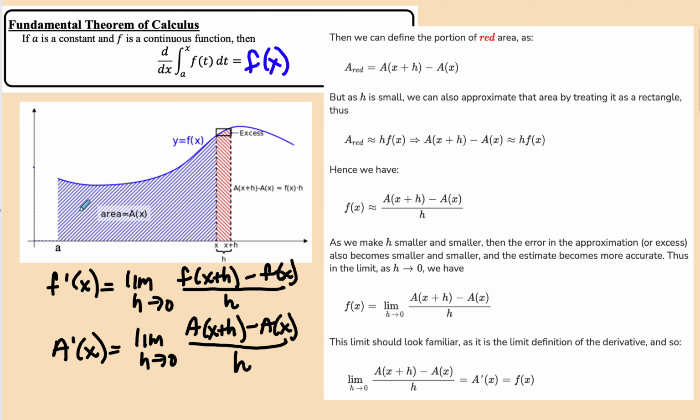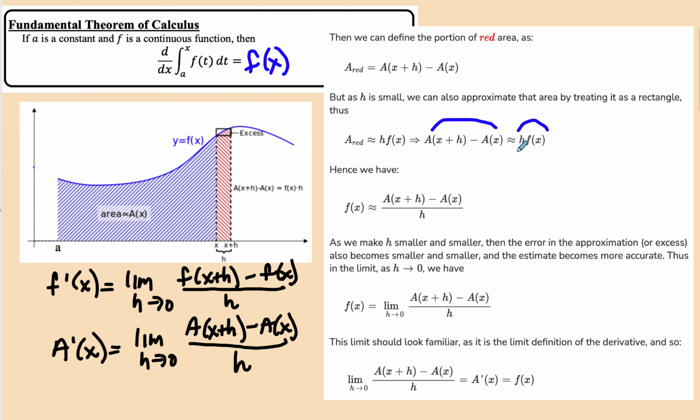So here is the area from a to x, and from a to x plus h. If I take the difference of these two areas, I get this little red area right here, which is the difference between the two areas. And h is small. We can also describe this red area with a rectangle, which has a base and a height. These are approximately equal to each other because this rectangle isn't quite equal to the area under the curve, but it's close.